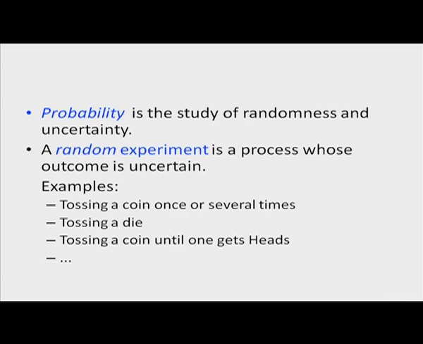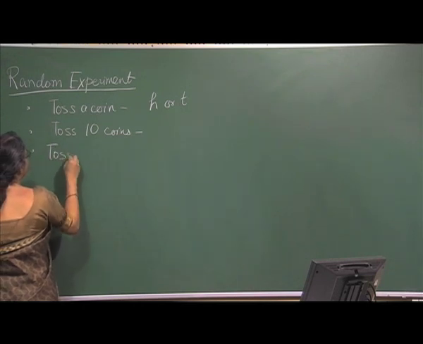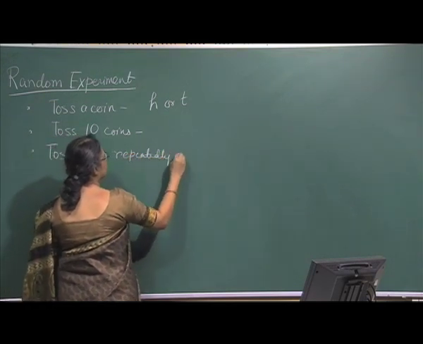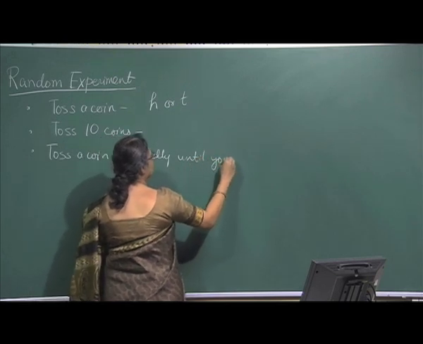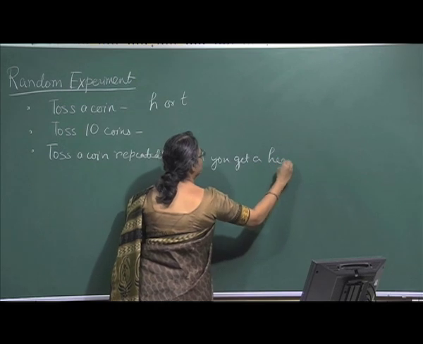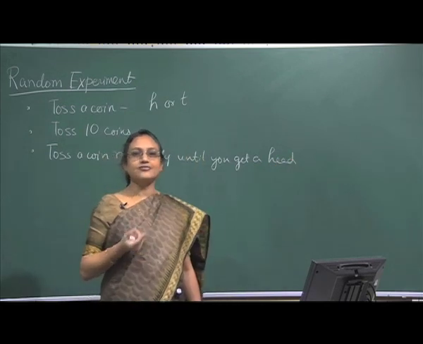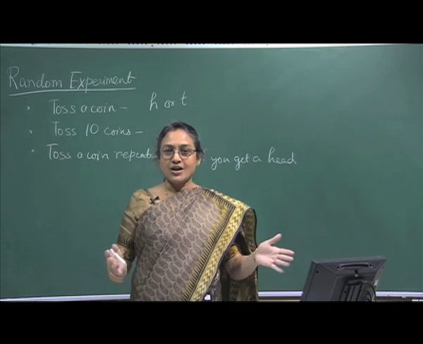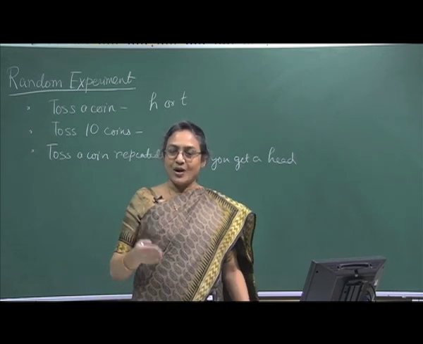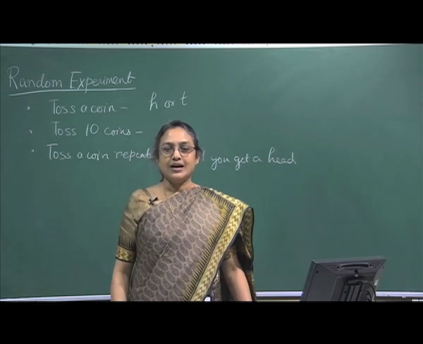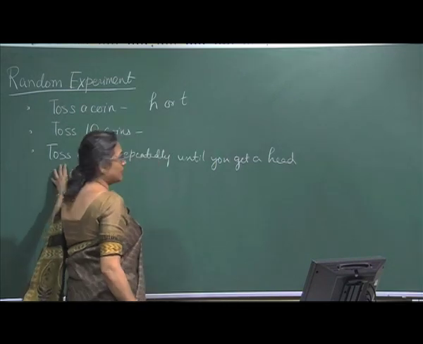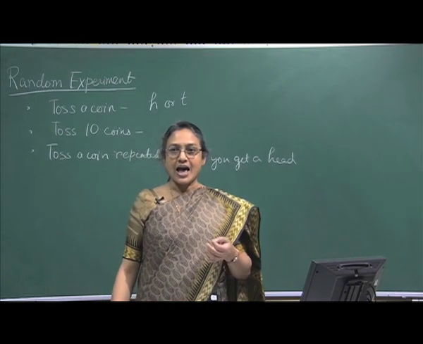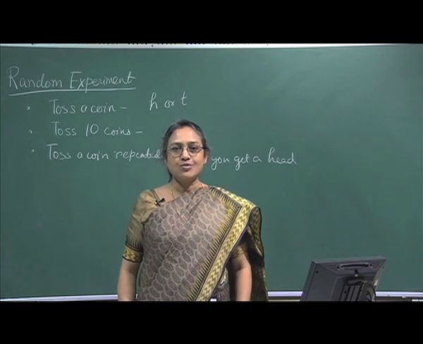Or you could think of another experiment where you toss a coin repeatedly until you get a head. You can get a head in the first toss itself, or after 5 tosses or 7 tosses or 17 tosses. So, the outcome of the experiment can be 1, 2, 3, 4, any natural number, and with different probabilities. So, this is another experiment. Later we will see we can define a random variable related to the outcome of an experiment.